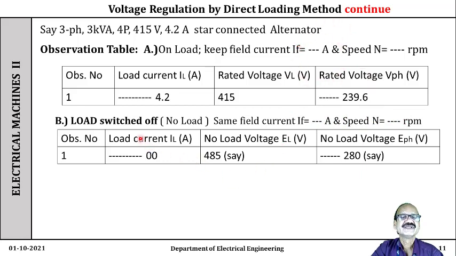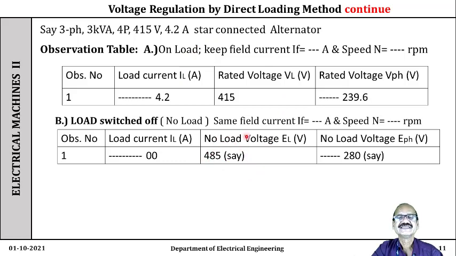And now see, what will be the load current? Obviously the load current would be zero because the load is suddenly switched off. And there will be a rise in voltage at no load. We traced this in a previous video, where I showed what happens at lagging power factor. And now this is also at a certain desired power factor, which is not known to us now.